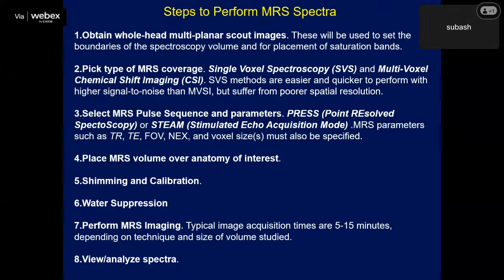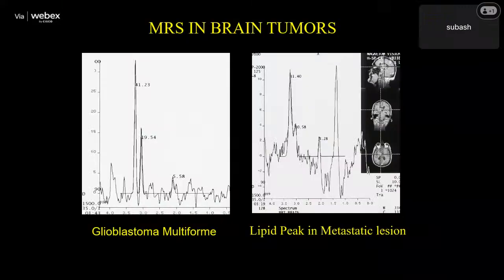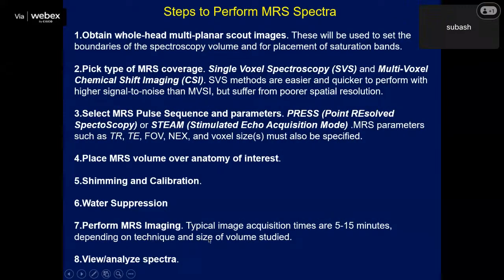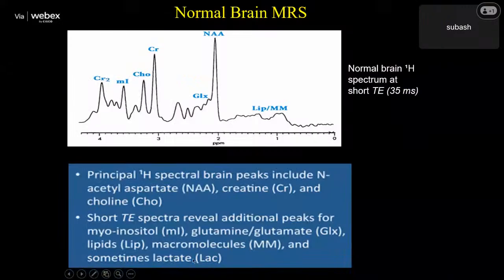So I will show you some of the spectrum in disease conditions. This is a normal spectrum from the brain. You can see there's a high NA. Choline, creatine are there, myo-inositol is there. You can see how these peaks are looking.